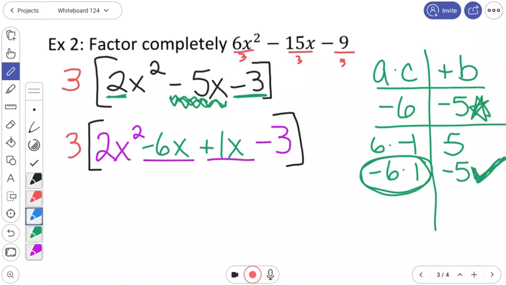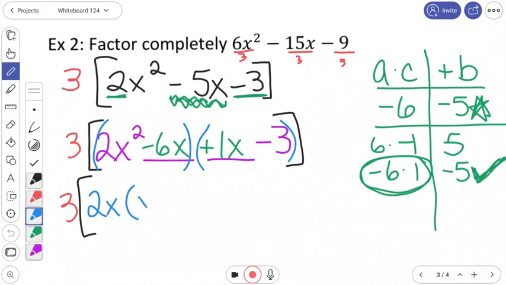Now we're grouping. Okay, we're just basically slicing up this trinomial into separate pieces. We're taking one giant pizza and we're cutting it into slices. So this right here, we're going to group our first two and our last two terms together. Of course, bring down our 3. 2x squared minus 6x. Those both are divisible by a 2 and an x. And we factor those out. We are left with x minus 3.